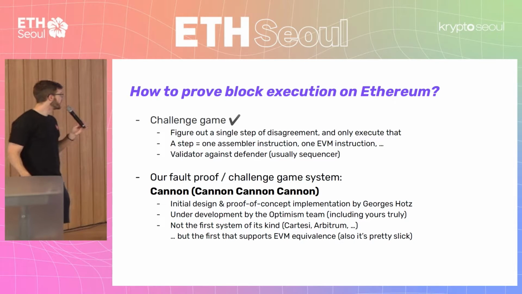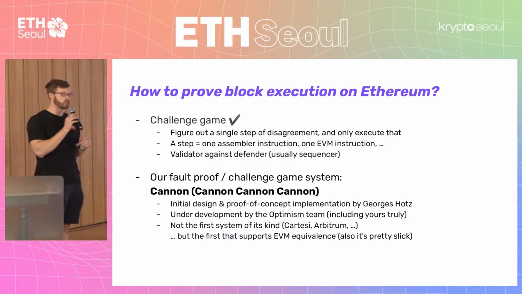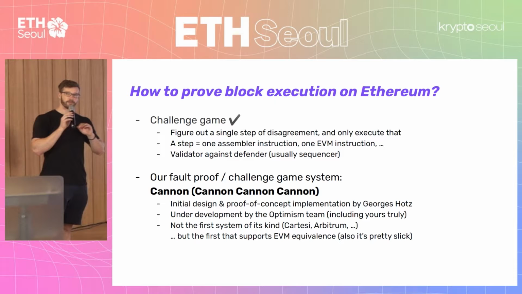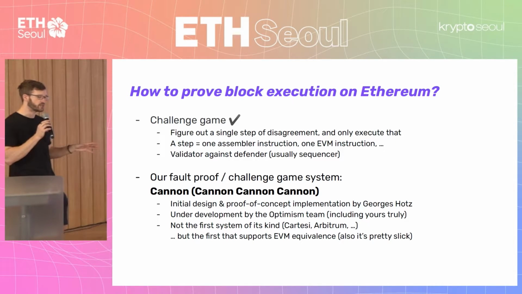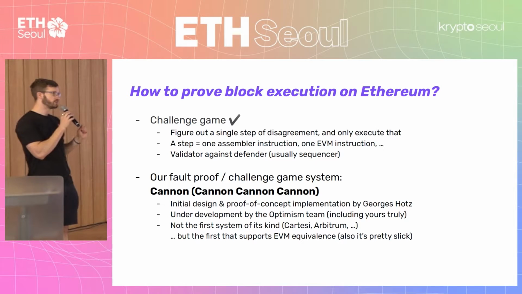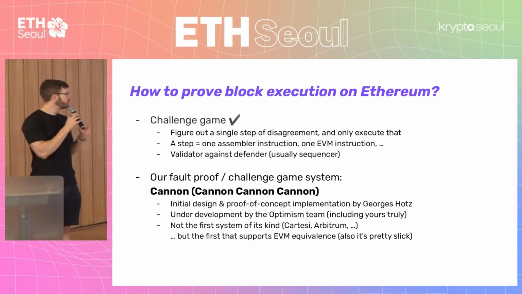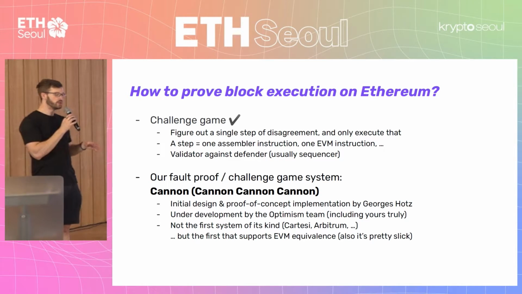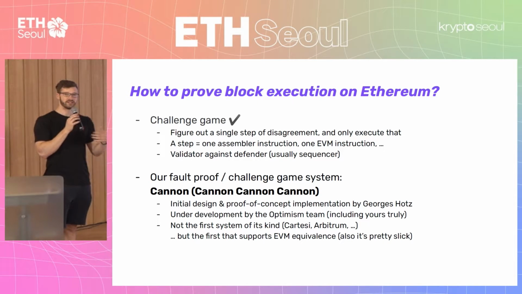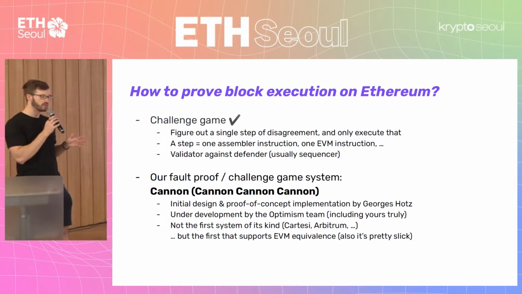So what is the solution? It's to use something called a challenge game. So now we're stopping with the idea of executing the whole block or the whole transaction. What we want to do is figure out exactly where we disagree in a small part of the computation, and then we want to execute only that small part on Ethereum. We will call this a single step of disagreement. So the goal is to find the single step of disagreement.